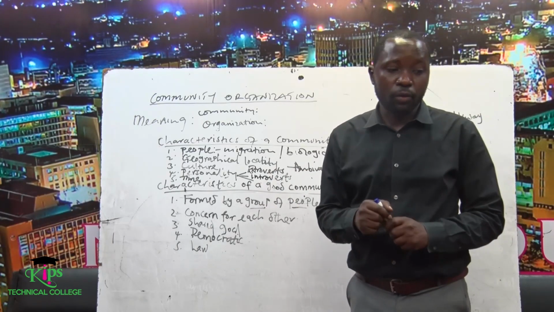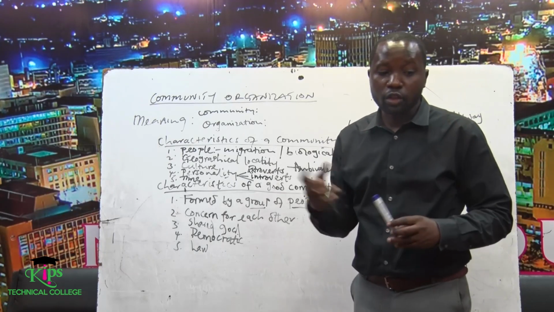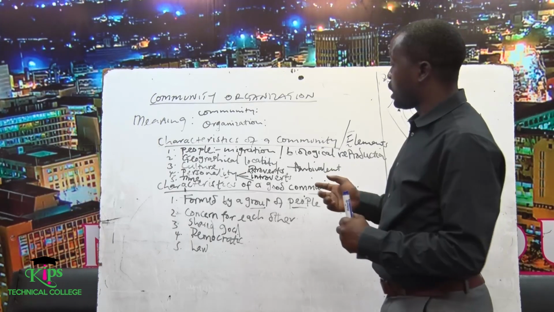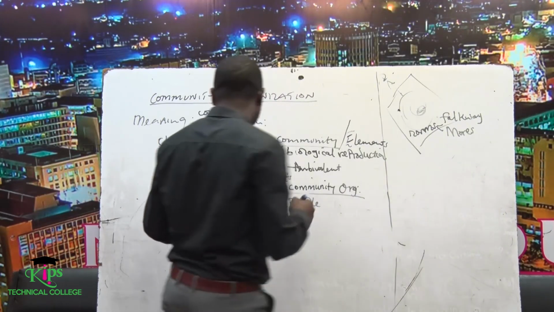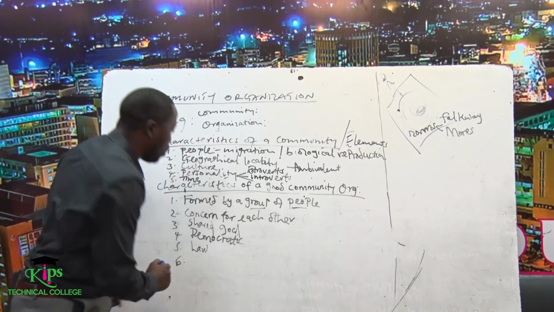And finally, we have efforts of capacity building through exposure and also training among members. So those are the 6 key characteristics of a good community organization.